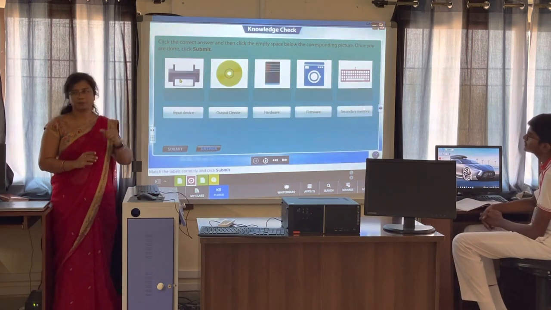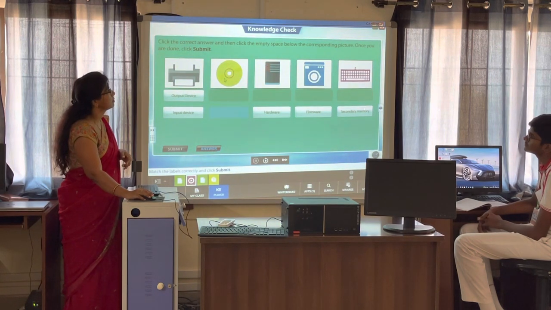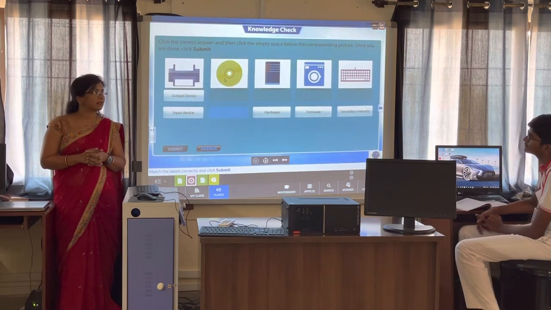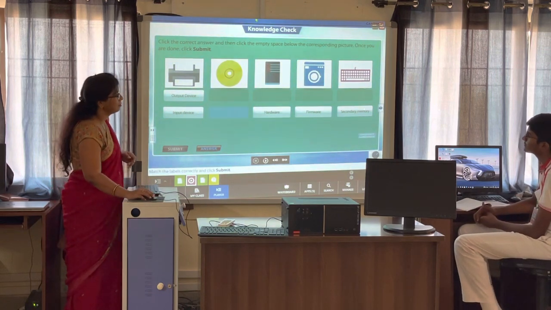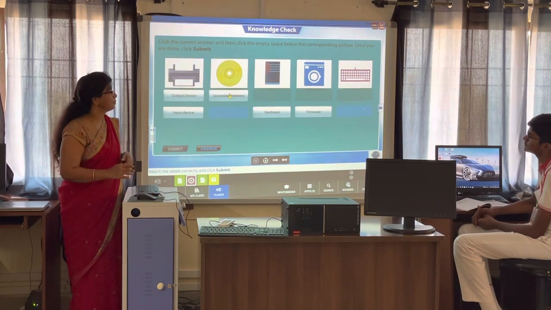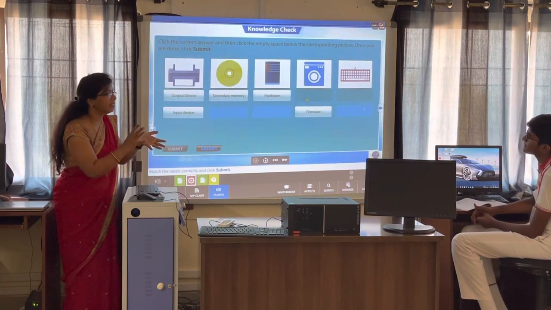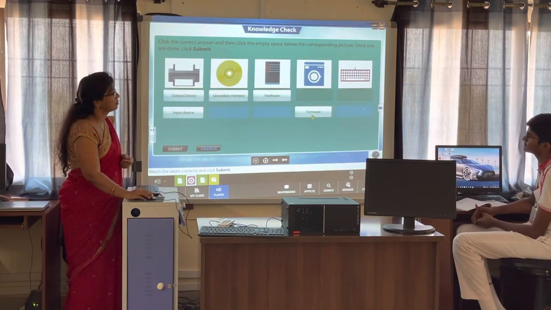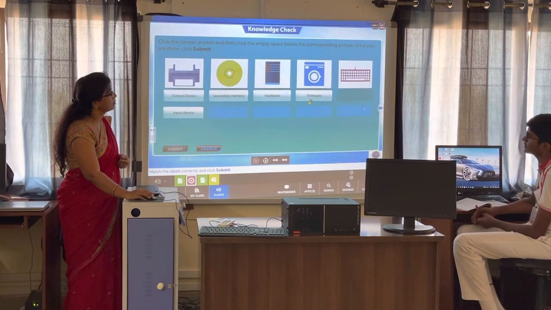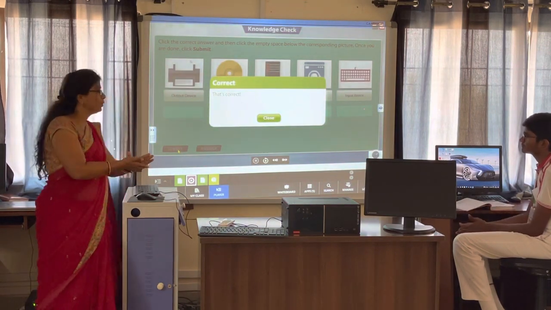First one, what is it? Printer. What is it? Output device. Okay. CD, compact disc. What is it? Input, hardware, software, secondary memory? CPU. Hardware. Firmware is a machine which helps us to do any work. That's correct. Really good.